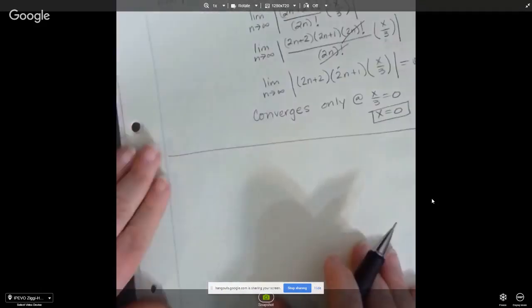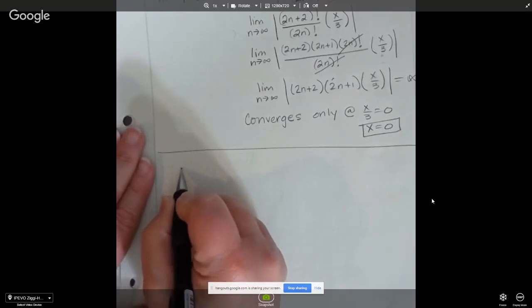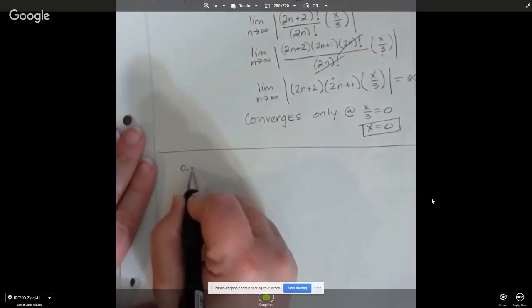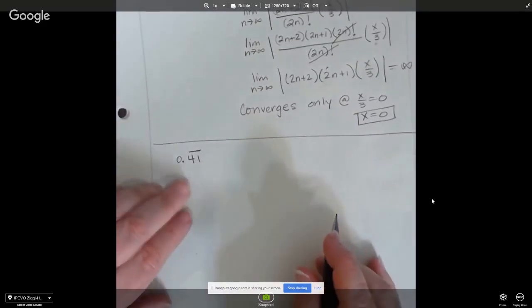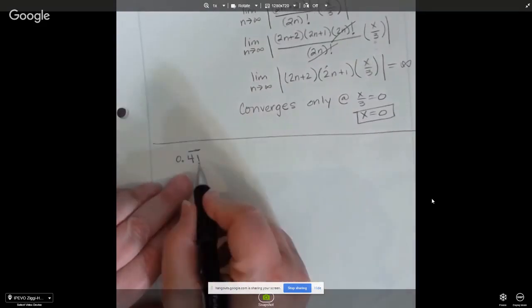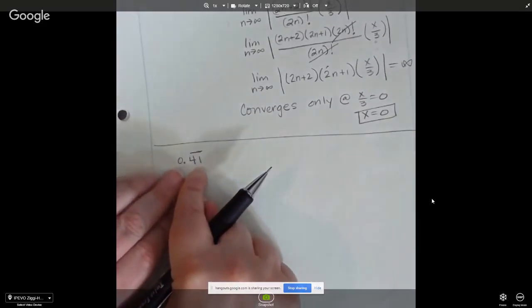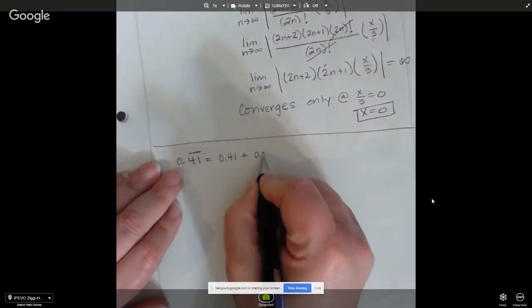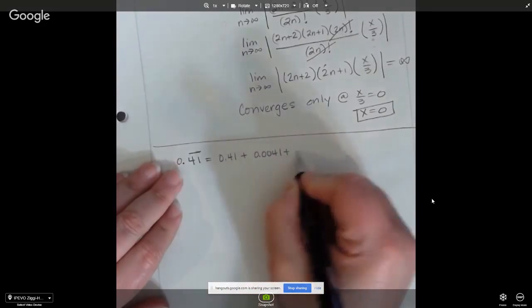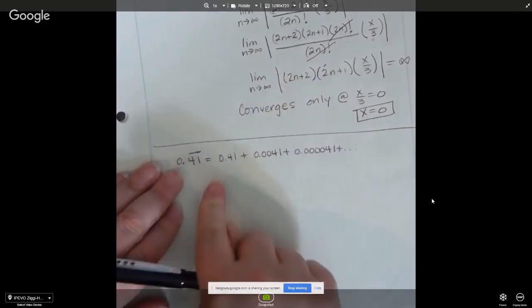If I wanted to come up with a fraction for a decimal, and I'm just going to choose a random one, 0.41 repeating, okay? This is really a series in disguise. This is an application of series. This is really 0.41 plus 0.0041 plus 0.000041, plus, you see what's going on here?